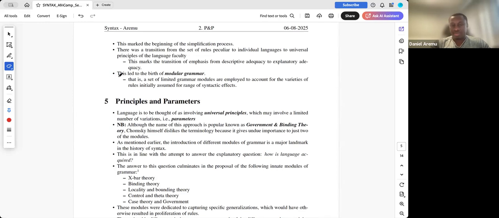Like what I said here, this led to the birth of the modular grammar. What this means is that the grammar actually has different modules. The grammar in the head or the mind of the speaker is divided into different modules, and each module accounts for the many rules, constraints, and conditions that we have seen so far.